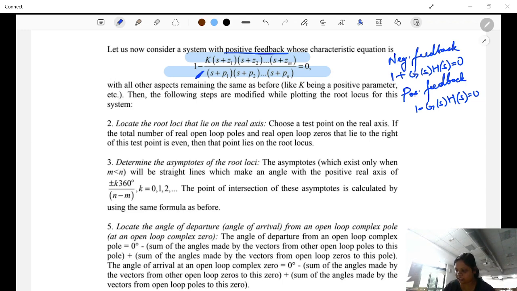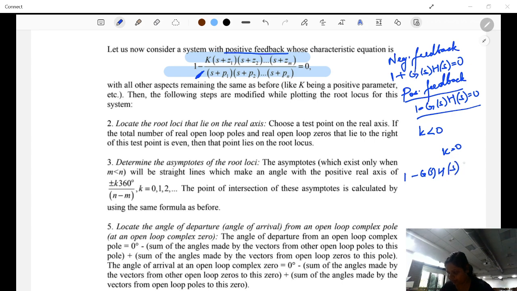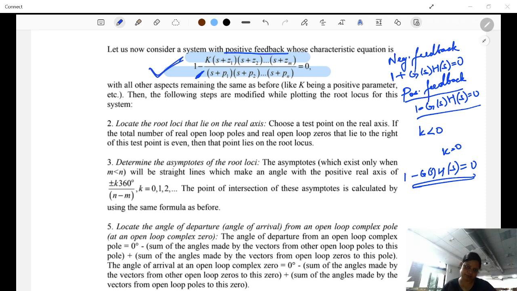One is, if it is a positive feedback system, then this will definitely be a minus sign. The other is when k is negative. Let's say k is positive for me only, but I will change the characteristic equation to this form, right? This could also be one of the situations. So if k is negated or it is a positive feedback system, it would fall into this category.